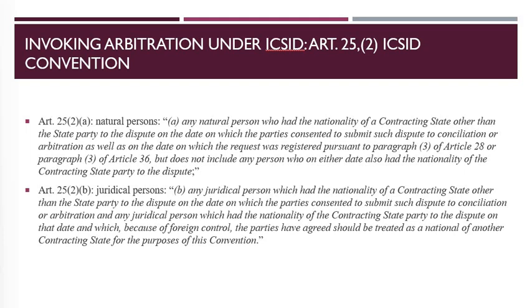Article 25(2)(b) defines a national of another contracting state in terms of juridical persons in this way: any juridical person which had the nationality of a contracting state other than the state party to the dispute on the date on which the parties consented to submit such dispute to conciliation or arbitration, and any juridical person which had the nationality of the contracting state party to the dispute on that date and which, because of foreign control, the parties have agreed should be treated as a national of another contracting state for the purposes of this convention.